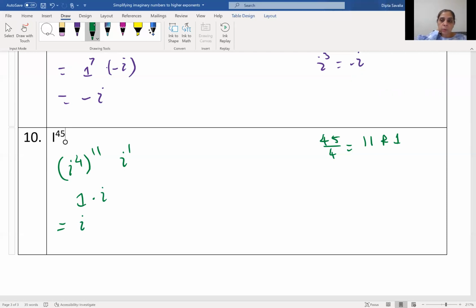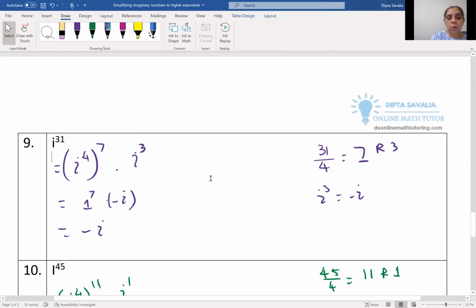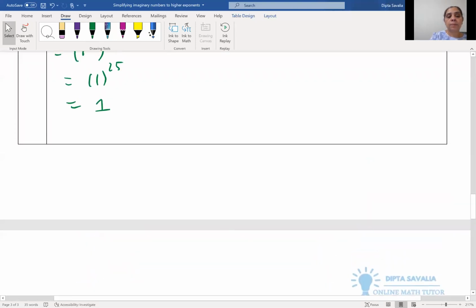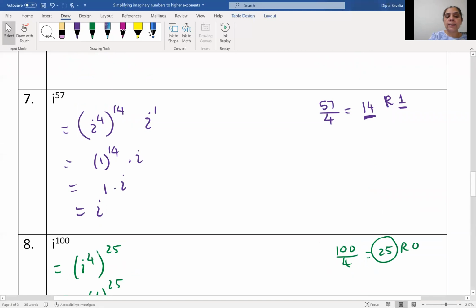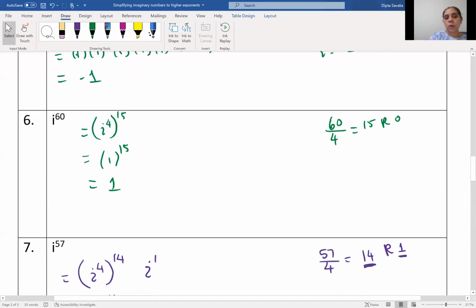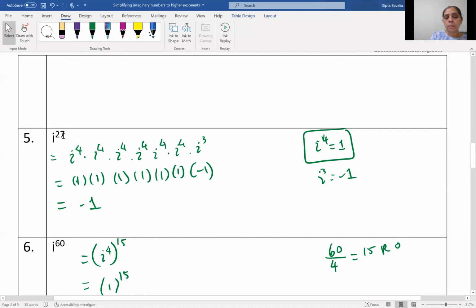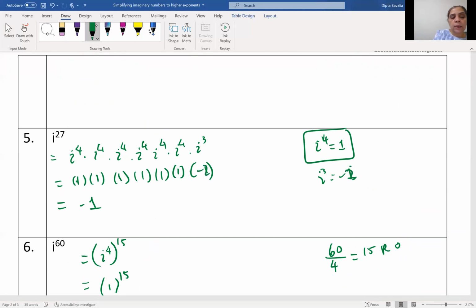So here from this, what we can notice is if we have an odd power, you will get the answer i or negative i. i to the negative 31, 31 is an odd power, so we found the answer is negative i. Even power, so the answer is 1. Odd power, the answer is i. Even, the answer is 1. Odd, we did something wrong here. So let's see, i cube is negative i. So here it is negative i.